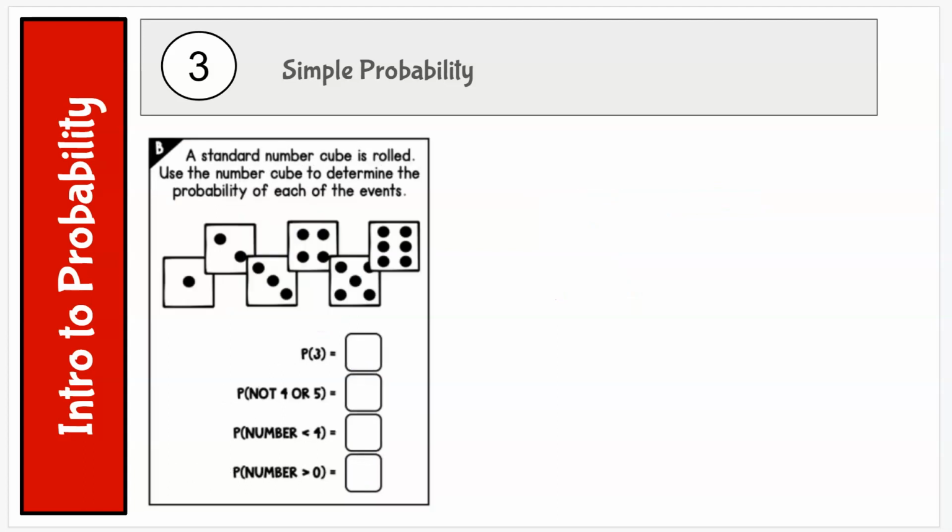What about this one? If we roll a standard number cube, or a die, remember there's 6 sides to a die, we're going to determine the probability of each of the events. So what is the probability I roll a 3? And remember, we're going to write that as a fraction over our total, which is 6. So a 3 only occurs once on one side. Not 4 or 5, so not this one, not this one. That leaves me 4 out of 6, but should I leave it 4 out of 6?